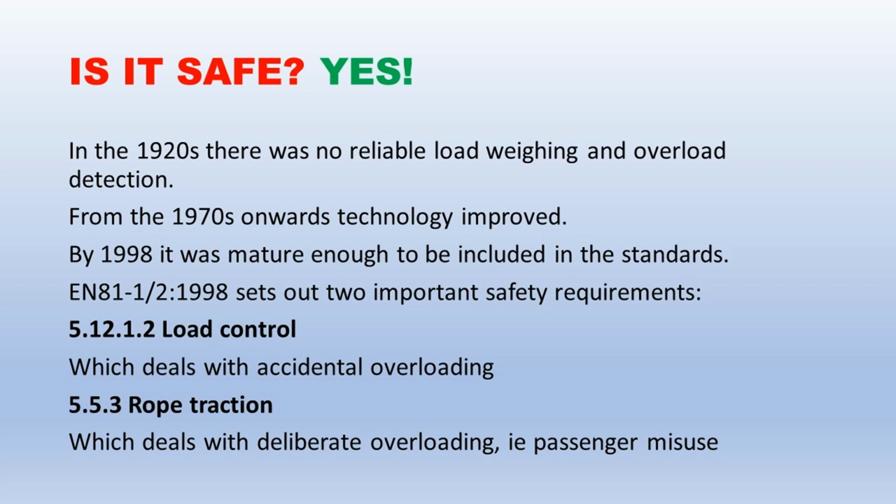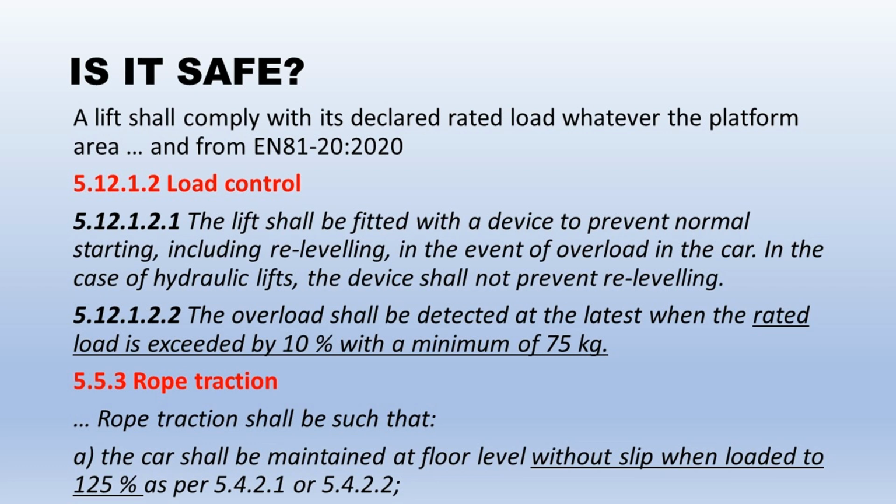EN81-20, 1998, sets out two important safety requirements. The first is load control, which deals with accidental overloading. The second is rope traction, which deals with deliberate overloading, i.e. passenger misuse. This slide shows extracts from EN81-20, 2020. Overloads occur when the rated load is exceeded by 10%, and the risk of slip occurs when the rated load is exceeded by 25%.